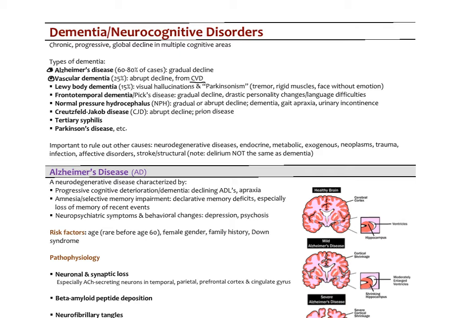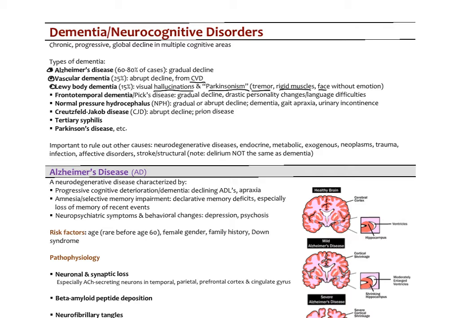Other less common forms of dementia would be Lewy body dementia. This one has visual hallucinations and Parkinson's-like symptoms. We're going to look at Parkinson's coming up, but Parkinson's is associated with a resting tremor, muscle rigidity, and facial expressions without emotion, so kind of a rigid, emotionless facial expression. So we see a pattern of the Parkinson's symptoms with visual hallucinations and severe cognitive loss, and we call that Lewy body dementia.